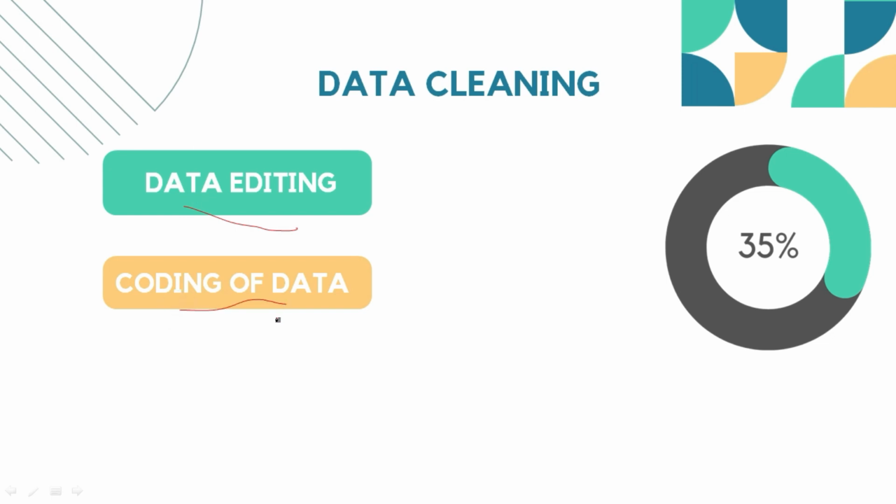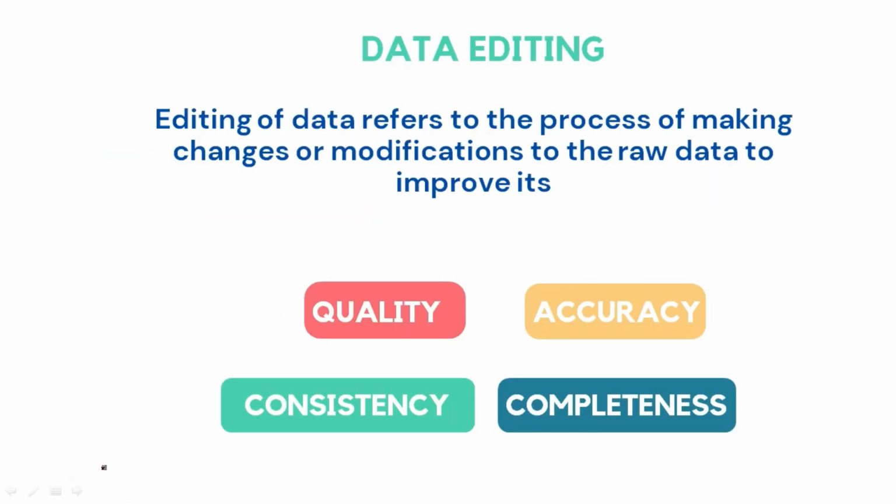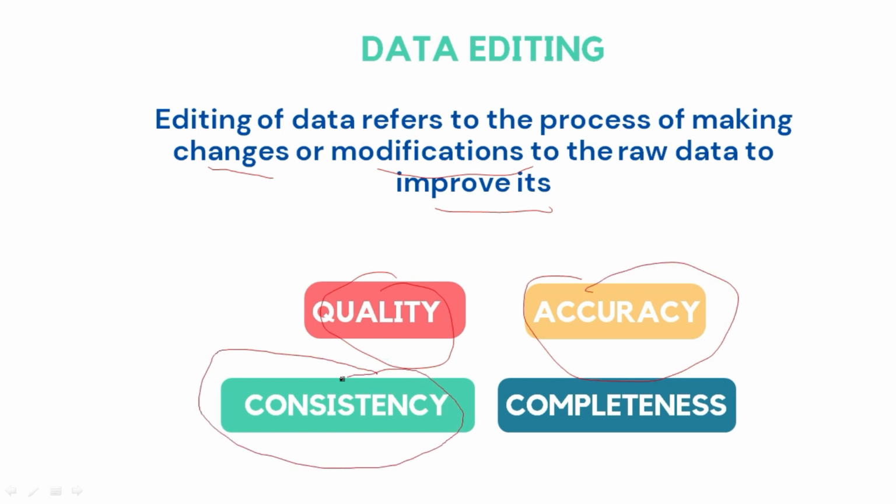Okay, so what is data editing? Data editing refers to the process of making changes or modifications to the raw data to improve it. Okay, so we are making modifications to the raw data we have. Why are we doing this? To improve its quality. Okay, to improve the quality of the data, to improve the accuracy of the data, and to improve the consistency, also the completeness of the data.